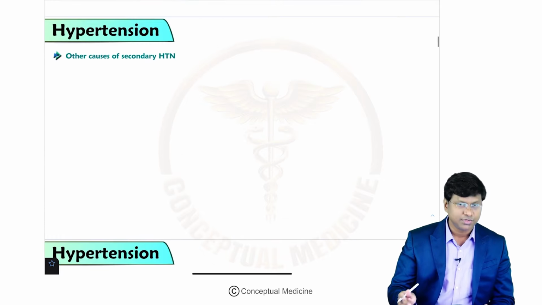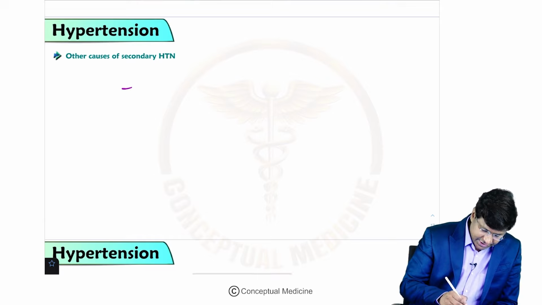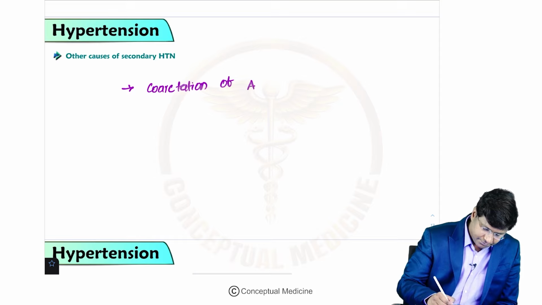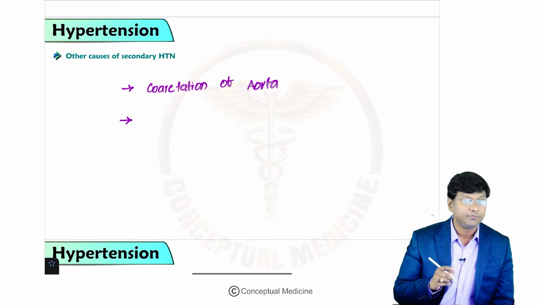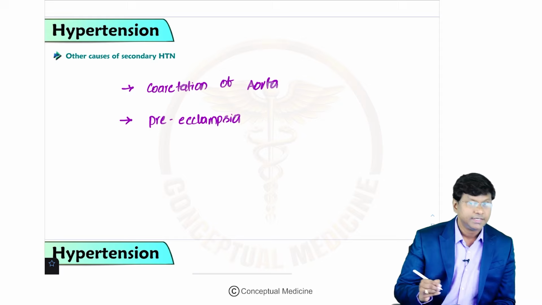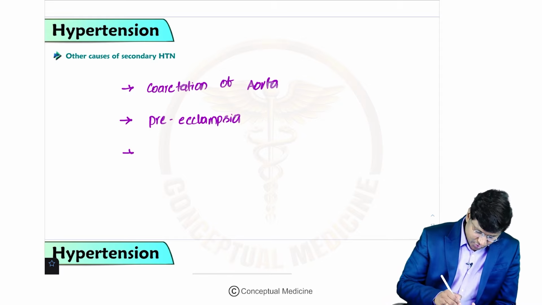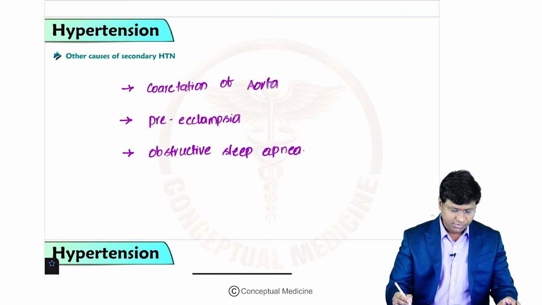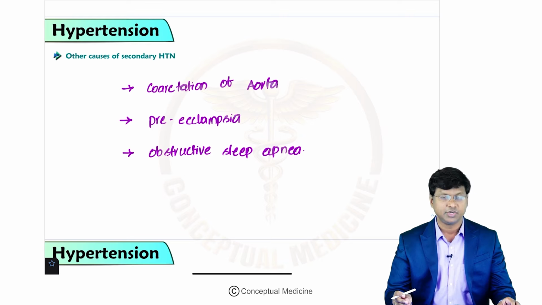And apart from that, the other causes for hypertension include congenital disorders like coarctation of aorta, next followed by preeclampsia, that is in pregnancy. Next, lastly, some miscellaneous conditions, that is obstructive sleep apnea. So, these are the other causes of secondary hypertension: coarctation of aorta, preeclampsia and obstructive sleep apnea.